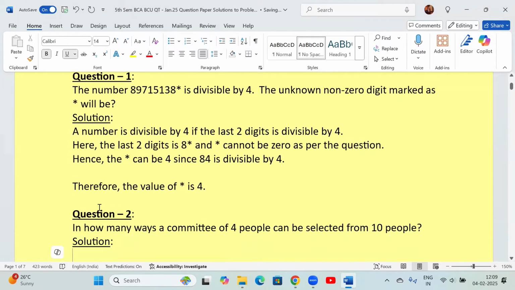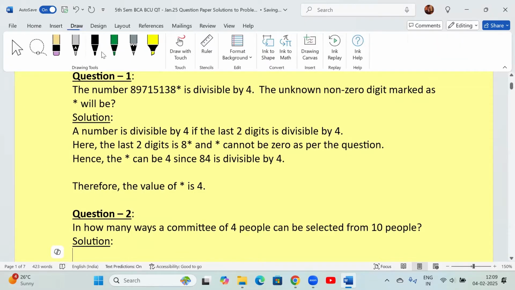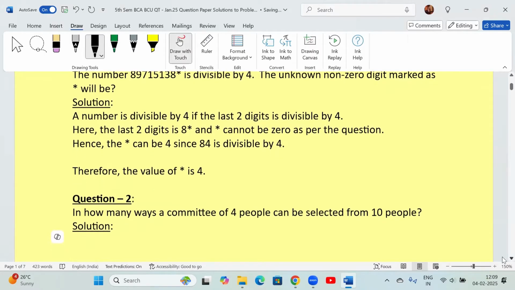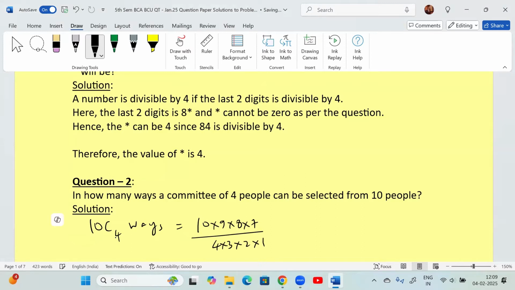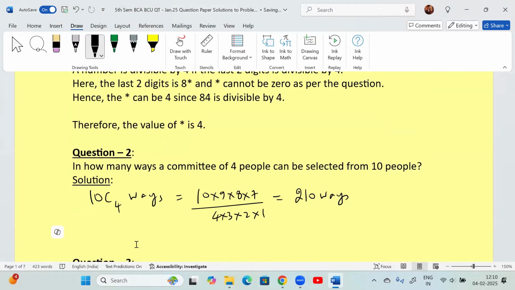Question number 2. In how many ways a committee of 4 people can be selected from 10 people? Straight away it is combination because you are involved in choosing. So that can be done in 10C4 ways. 10C4 can be expanded as 10 into 9 into 8 into 7 by 4 into 3 into 2 into 1. Calculating this, we will get 210 ways. That is the solution. Let me move on to the next question.